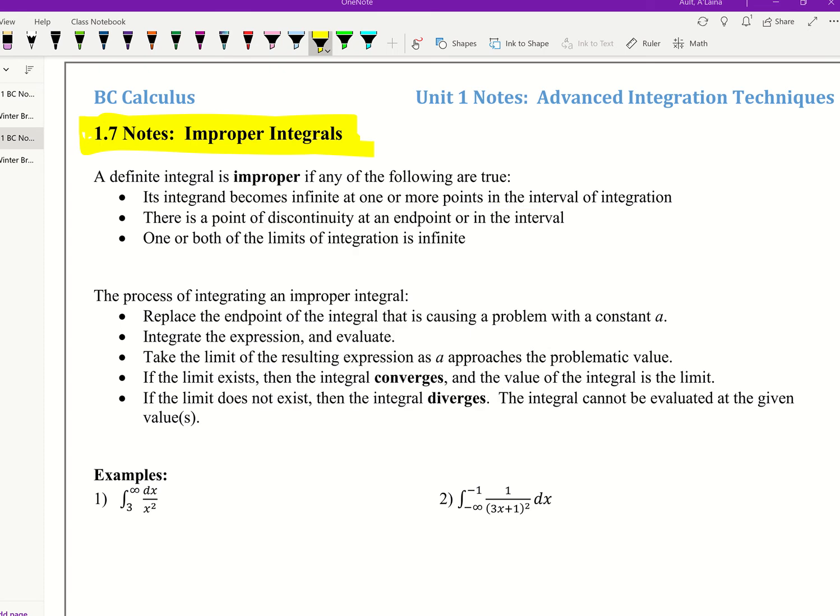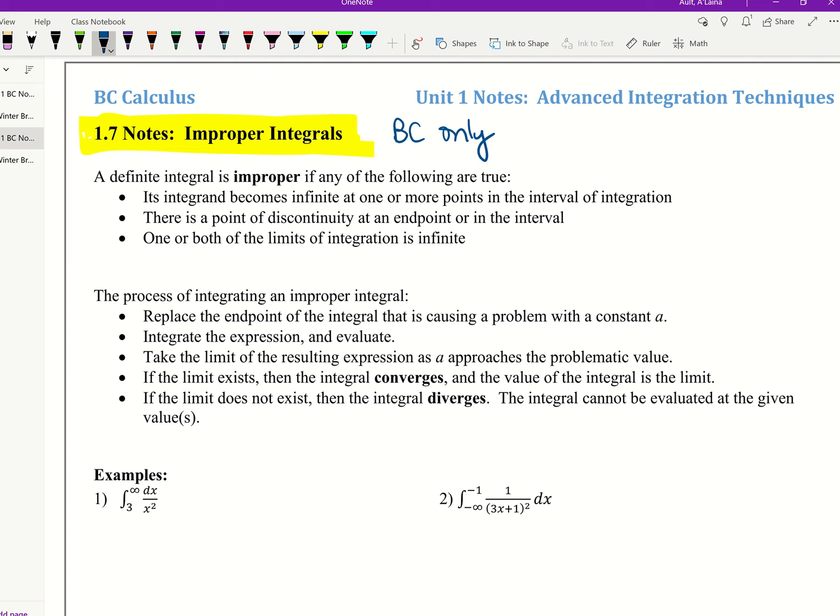All right, what we're talking about today for 1.7 is improper integrals. This is a BC only topic. In fact, the rest of the year, everything that we're doing is BC only. So it was only those first few lessons that were AB topics. They just were topics we needed so that we could get to things like this.